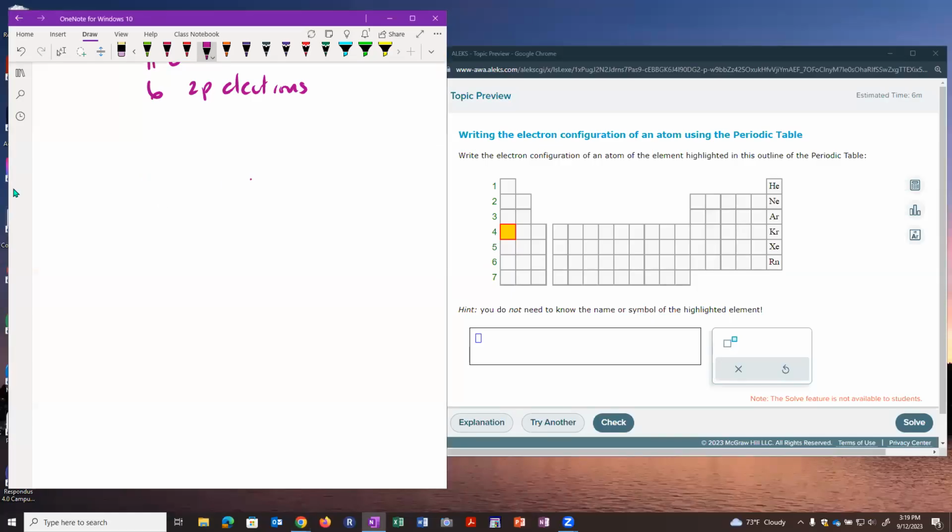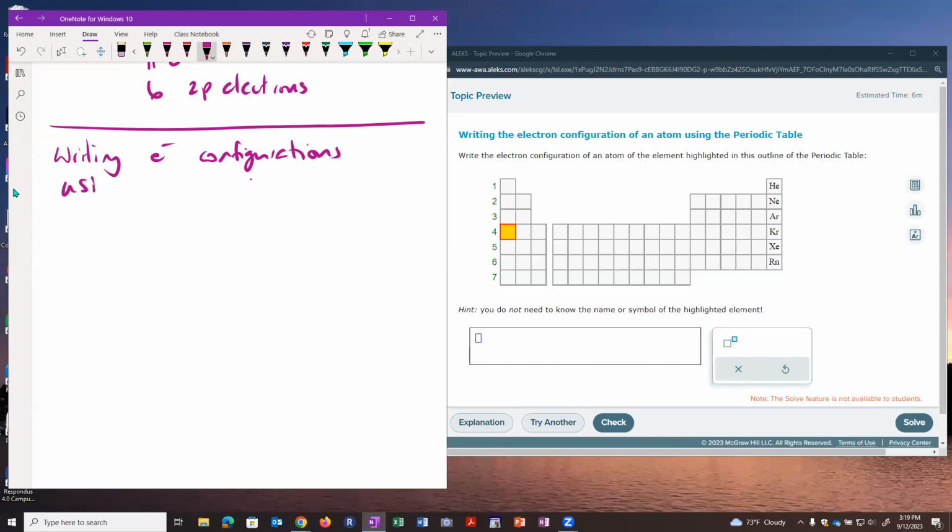All right, now we're going to take a look at writing the electron configurations using the periodic table. Okay, and there are a couple of ways that we can do this. We can do the shorthand notation. We can do the regular longhand notation. So let's take a look at a periodic table and see how we can use it actually to determine our electron configurations.